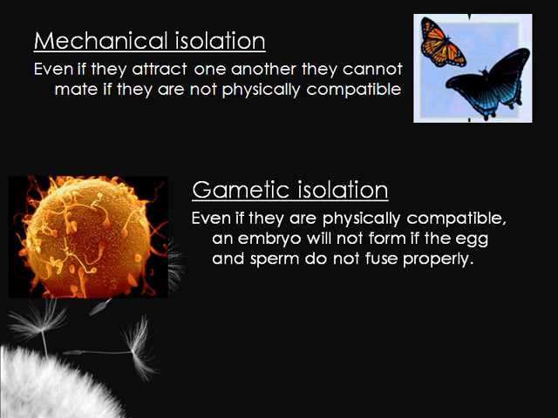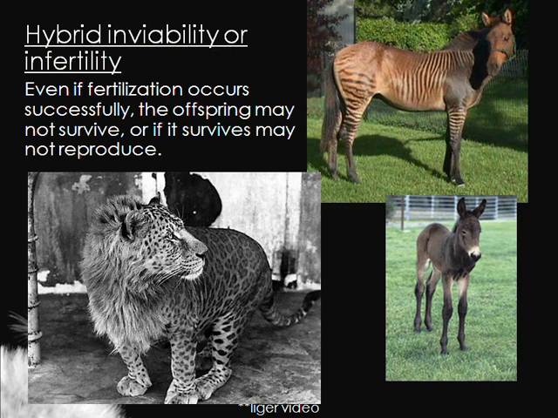The last one is hybrid inviability or infertility. So this means that even though they're different species, they do see each other as prospective mates. They're able to mate. The egg and the sperm can combine to create a zygote, but then once that organism is born, it's either inviable, meaning that it can't survive, or it is infertile, meaning it can't have its own offspring.